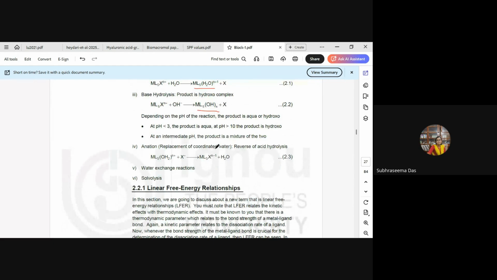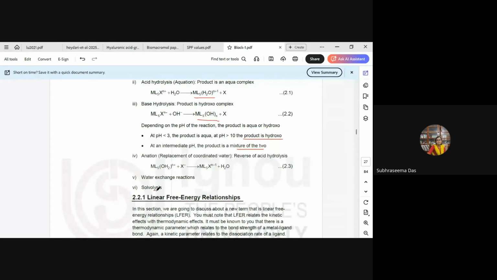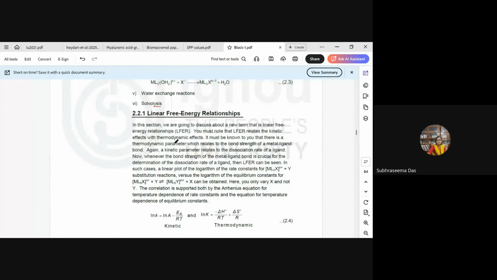Depending on the pH of the reaction, the product is aqua or hydroxo. At a pH less than 3, the product is aqua, and at a pH greater than 10, the product is hydroxo. At an intermediate pH, the product is a mixture of the two. The reverse of hydrolysis is anation. Then there are water exchange reactions and solvolysis reactions which occur in the different types of octahedral substitution reactions.